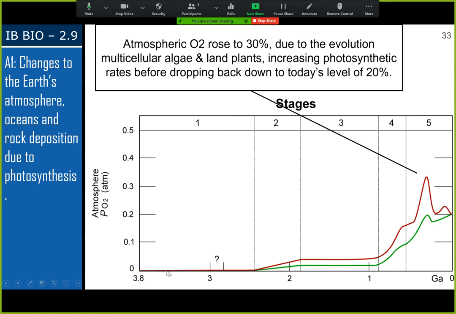So oxygen rates have changed from 0, right? You had prokaryotes that started photosynthesis and raised to about 2%. And then as land plants evolved, you see this big increase in atmospheric oxygen. You hit a max of about 30%, and then you drop back down to about 20% today.